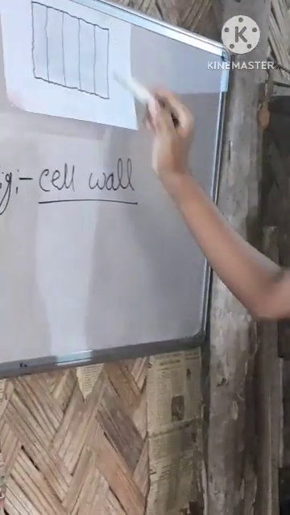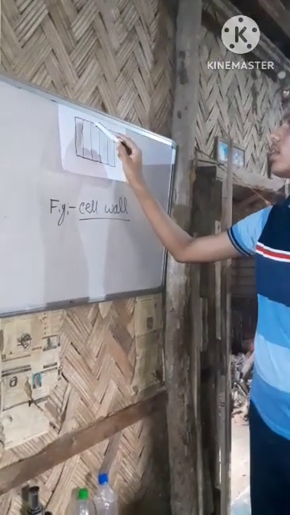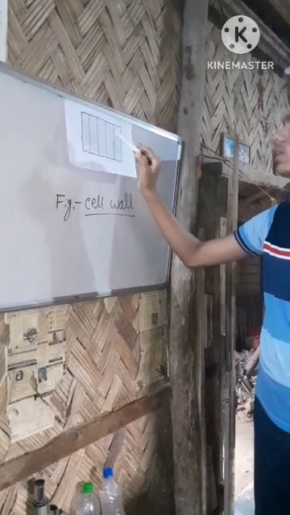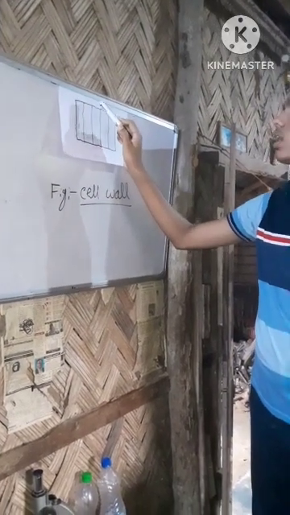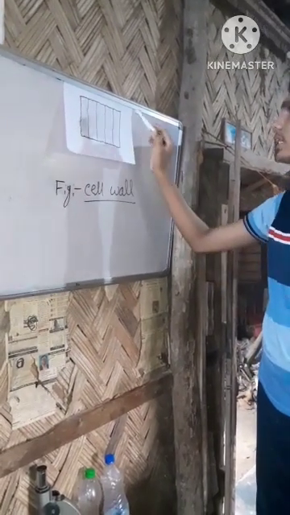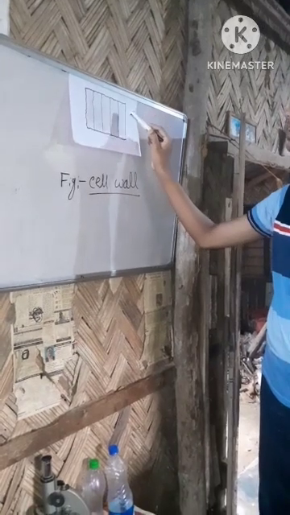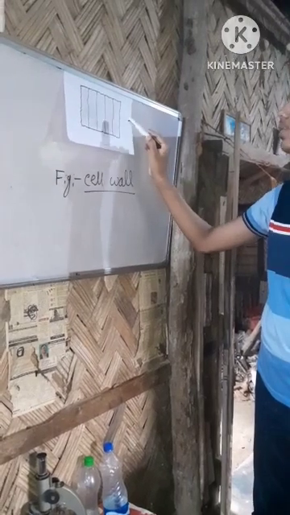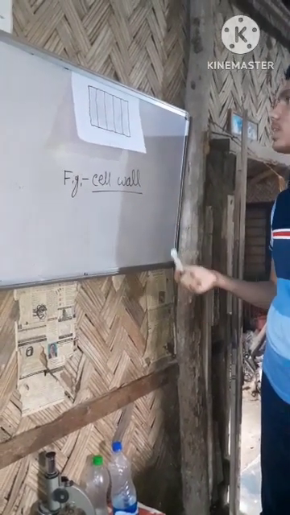Then primary cell wall. On both sides of the middle lamella, primary cell wall is found, which is made up of cellulose and hemicellulose. Secondary cell wall. On both sides of the primary cell wall, secondary cell wall is found, which is made up of chitin, hemicellulose, and lignin. Now, what are the functions of cell wall?